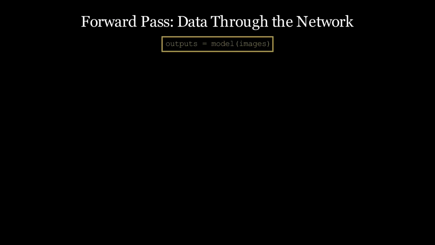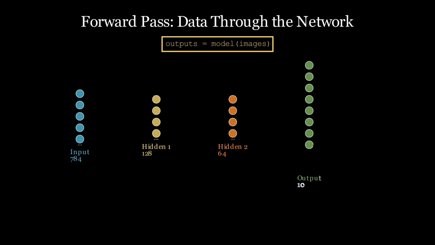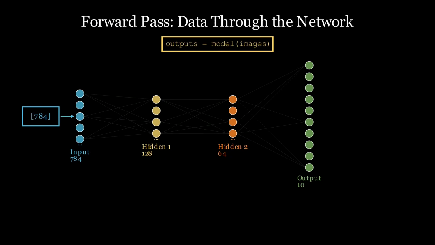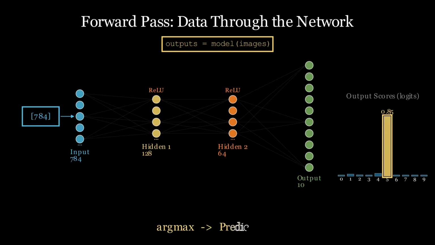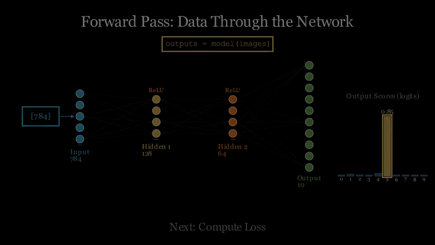Now it's time for the forward pass. In PyTorch, the forward pass happens when we call the model using the input images. The flattened tensor containing 784 values enters the network. First, it passes through the initial linear layer. Then the ReLU activation function introduces nonlinearity. The data continues through the second hidden layer and another ReLU activation. Finally, it reaches the output layer. The output layer produces 10 scores, one for each digit class. The largest score represents the model's prediction. In this example, the highest score corresponds to digit 5. The network predicts that the image contains the number 5.